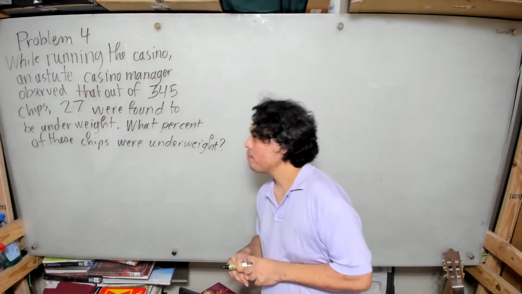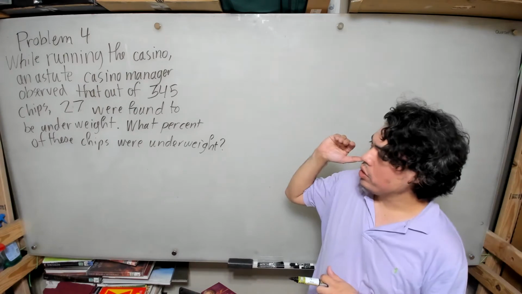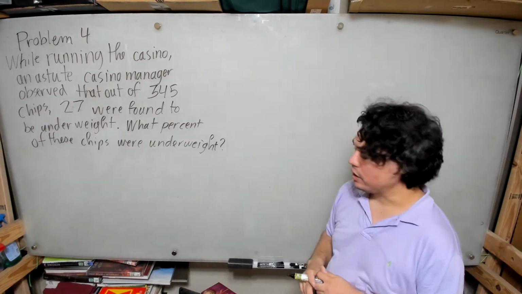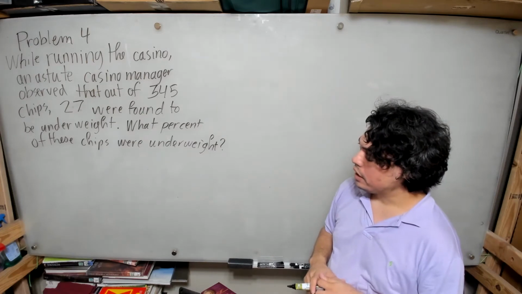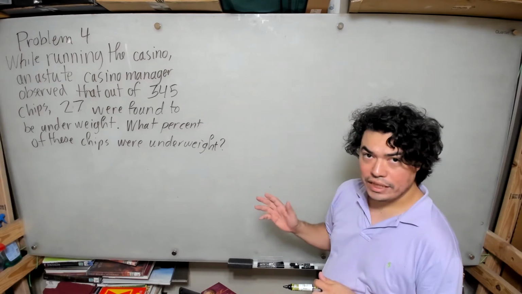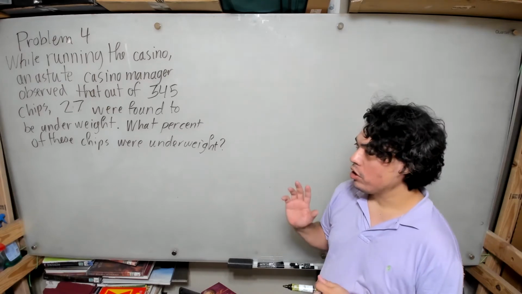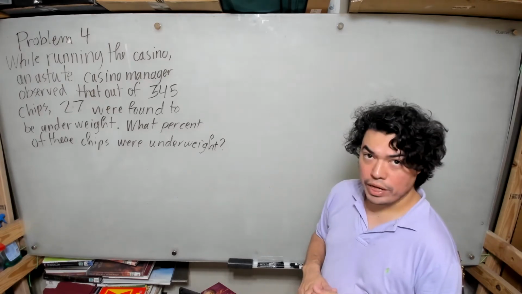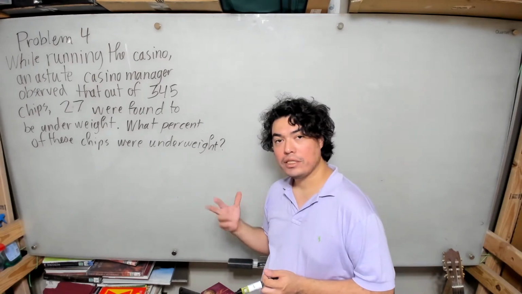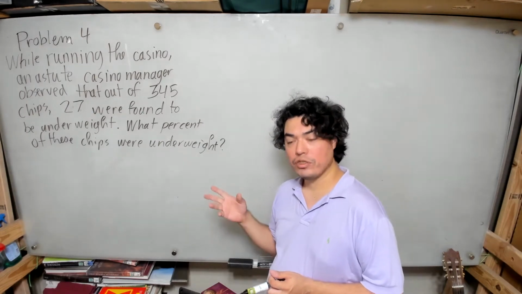Okay, so now we're going to look at this as a math problem, and we're going to set up what we need to do. They tell us that we have 345 total chips, 27 are underweight, and we want to know what percent of these chips were underweight. So we can see that in terms of our language that we just talked about, this is a percent problem because we're going to be searching for the percent.